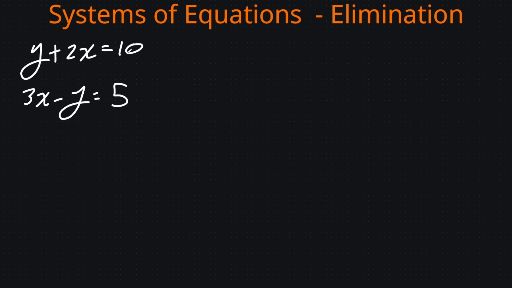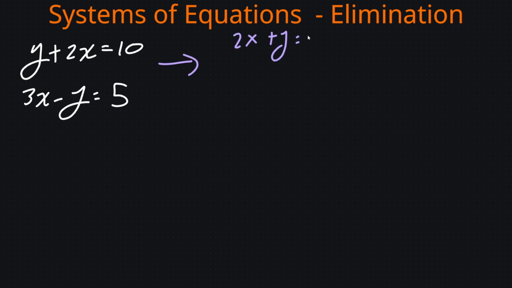This time we have y plus 2x equals 10 and 3x minus y equaling 5. Now this is a little different from previous ones because the x's and y's are not properly lined up. The y is not on top of the y, and the x is not on top of the x. So what am I going to do? Well, pretty simple. I'm going to rearrange. I'm going to move the top one around to get the following.